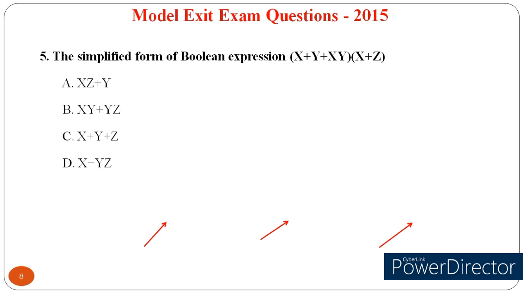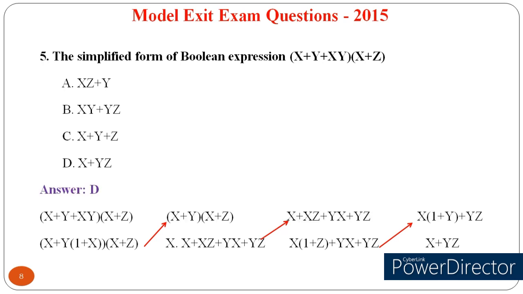The simplified form of this Boolean expression is x + yz. So the answer is D. We can see here how the simplified form x + yz comes about.